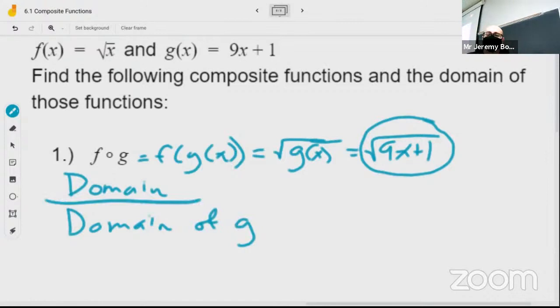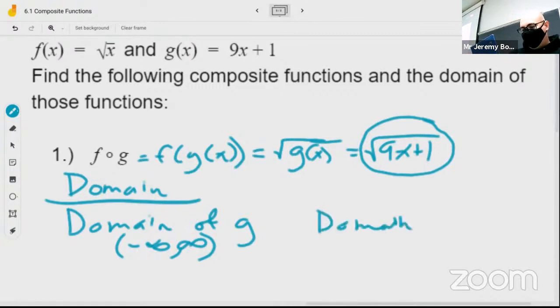If we look at g, are there any domain restrictions on that? Why not? We don't have a variable in the denominator. We don't have a variable under an even root. You just have 9x plus 1. So the domain of g is just negative infinity to positive infinity. No restrictions there.